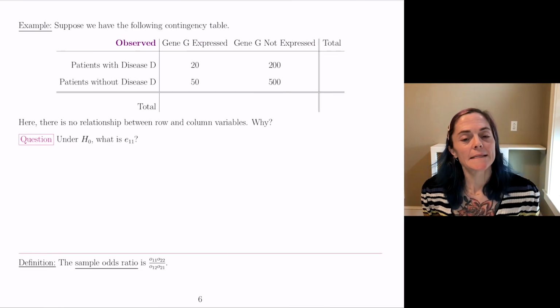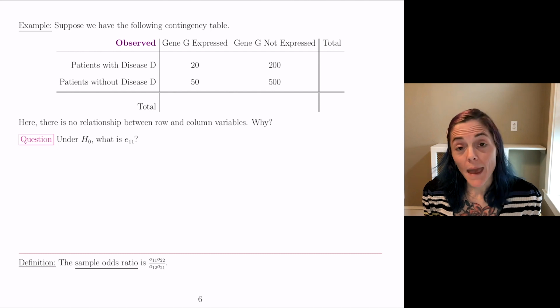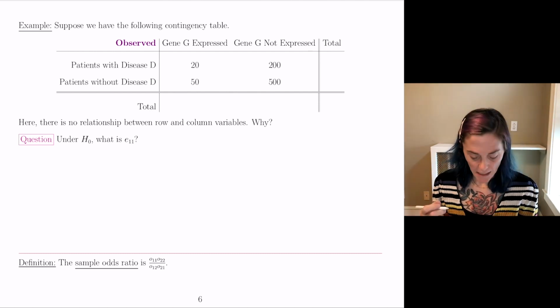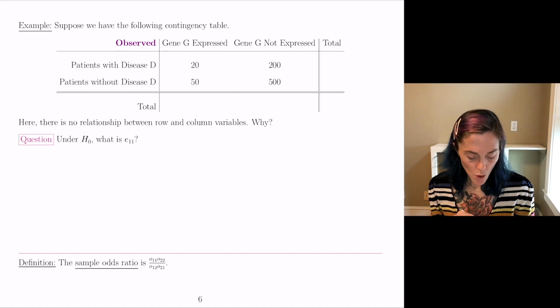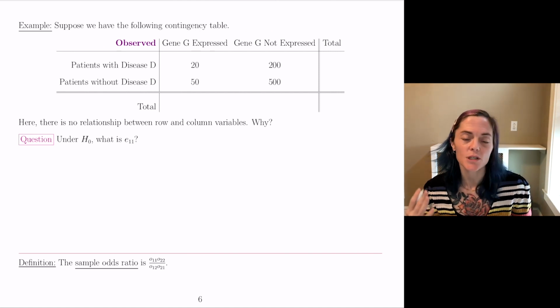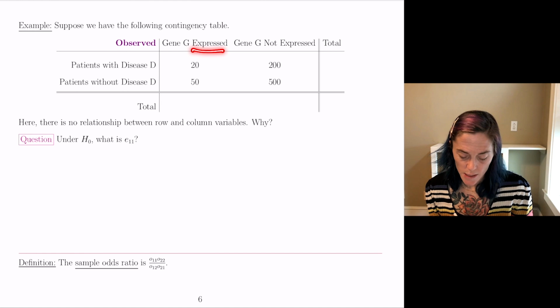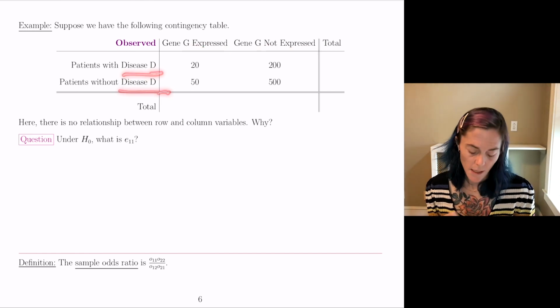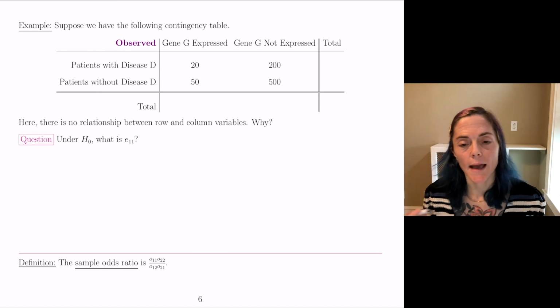Now, I want to do an example by hand. This is a made up, fictitious example, but it illustrates some things. So suppose we have the following contingency table. I have some disease, I have some gene, and the gene is either expressed or not. Patients either have the disease or not. And then I have the following counts.